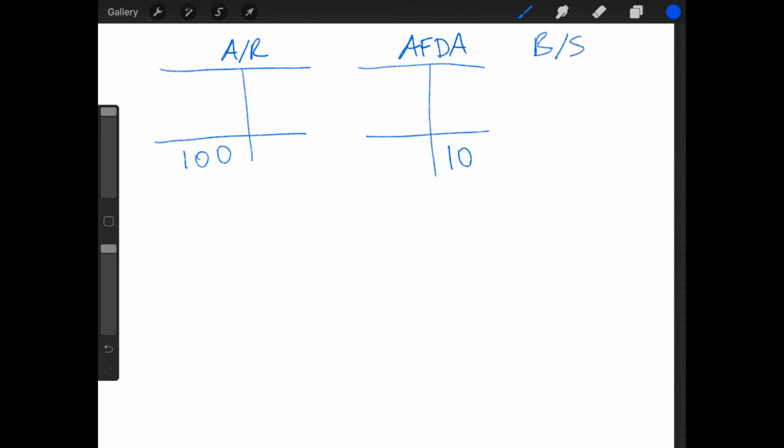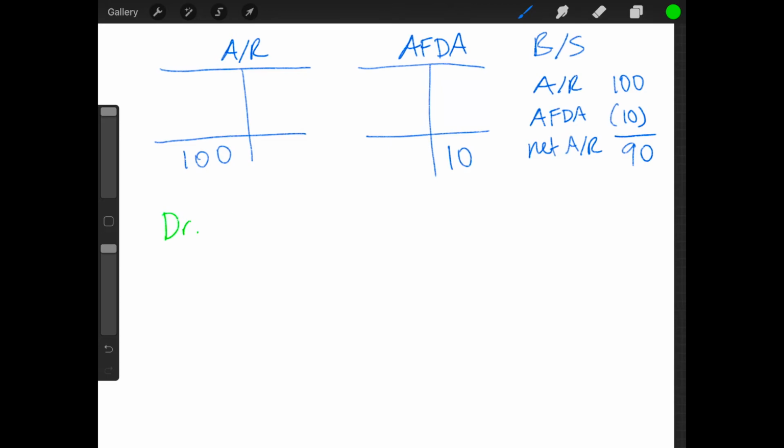If we were to create the balance sheet right now, we would have, again, a balance in our AR account of 100, a balance in our AFDA account of 10, and since we know AFDA is a contra account to accounts receivable, that means that our net accounts receivable for the period would be 90.